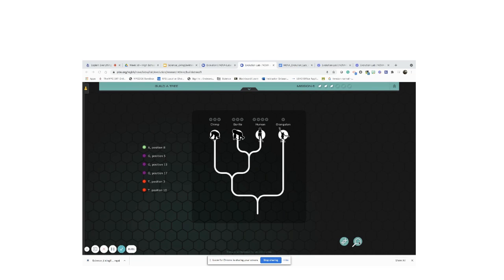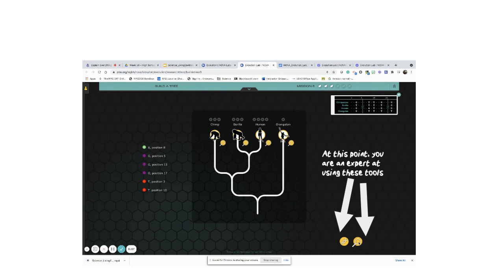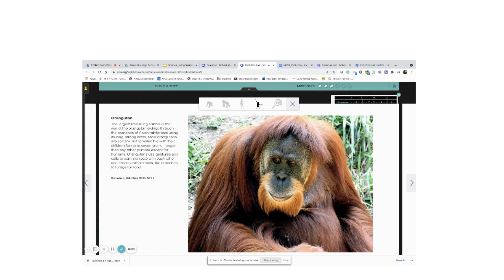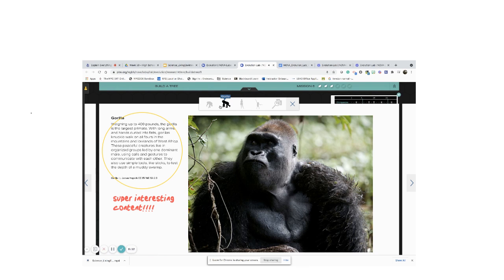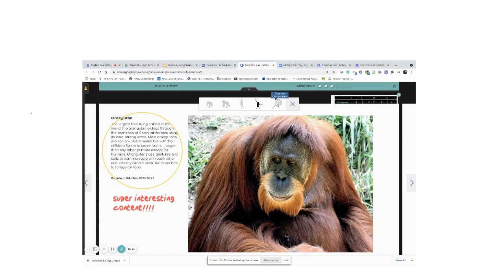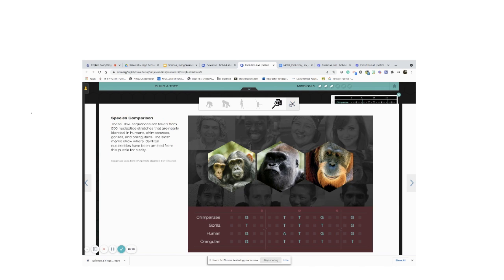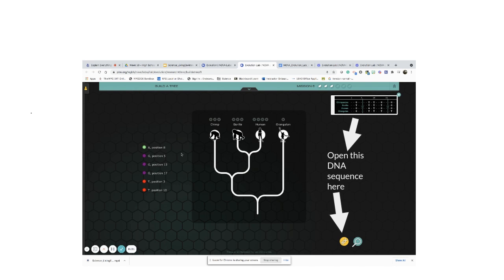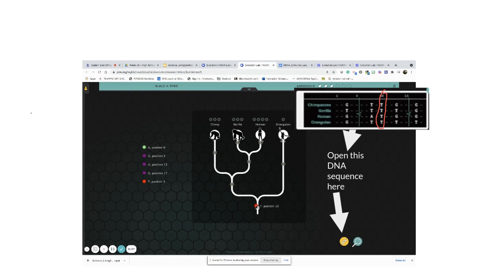Okay, as always, we place the organisms in the black square and then we go to the DNA data table. We also log into the magnifier to learn more about these organisms. All this information is going to help you finish your cladogram. As we can see, all of the animals that are present right here have a T in position 10. So I'm sure that's going to be the farthest ancestor.